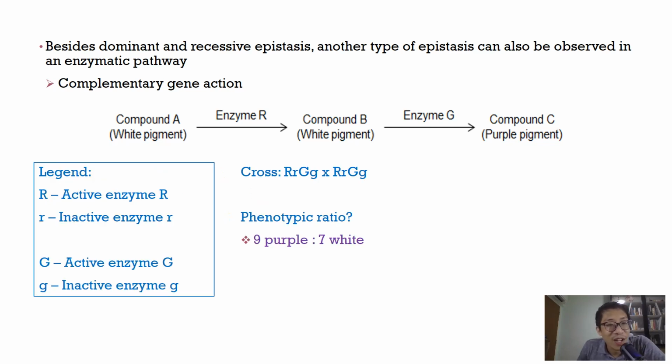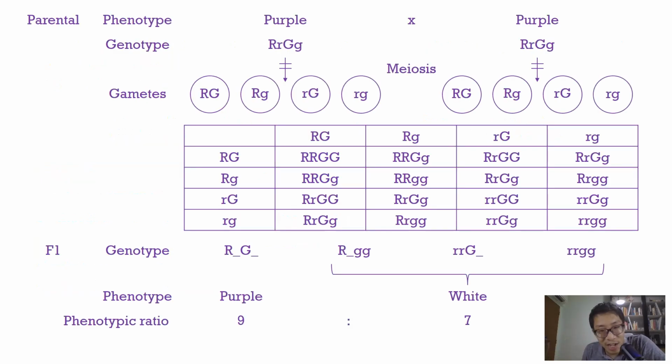Okay, so following the same example, if we do a cross between two double heterozygotes, you can again draw the diagram yourself and try. It's basically the same as a normal dihybrid cross, but the only difference is the phenotype for the offspring, as we have seen for the other epistasis. So you will get a 9:7 ratio. If you have drawn the diagram, you can look at mine and compare.